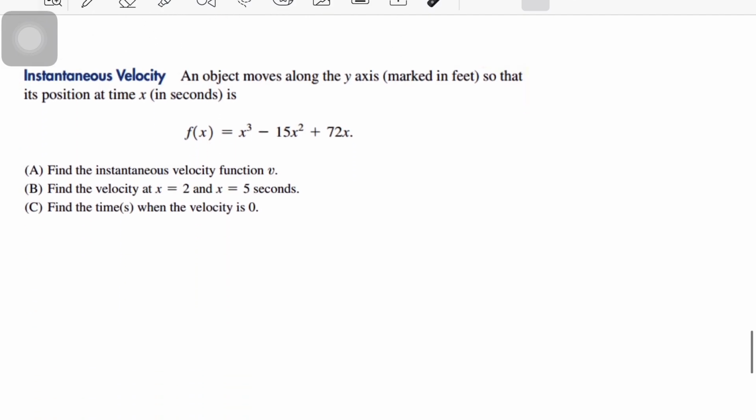All right, so the next example we're going to look at is instantaneous velocity. An object moves along the y-axis in feet so that its position at a certain time in seconds is given by this function here. So first we want to find the instantaneous velocity of our function. And remember from our last video, this is the same as the derivative of our function. So for part A, what we want to do is find the derivative of this.